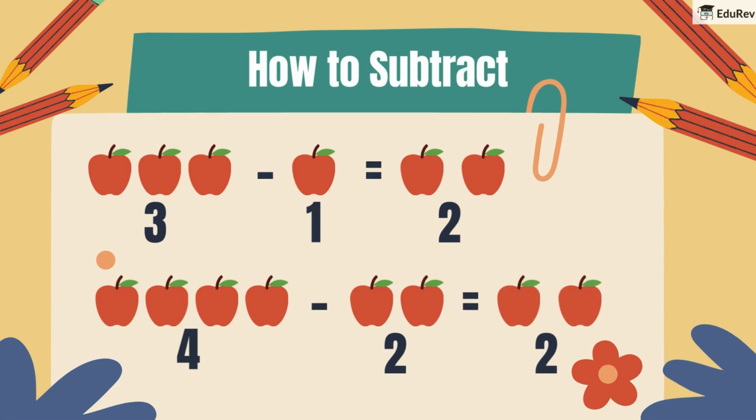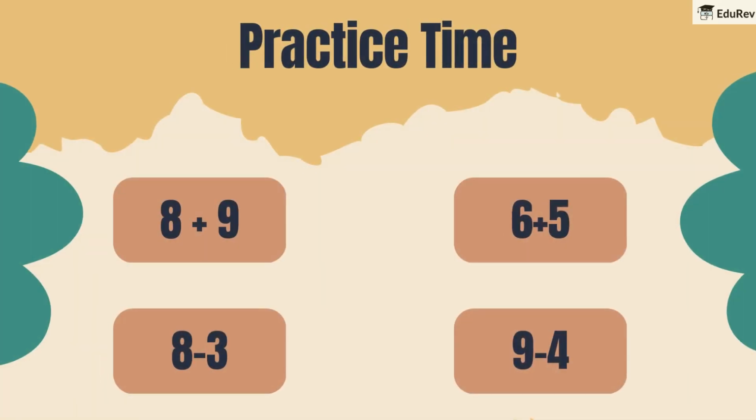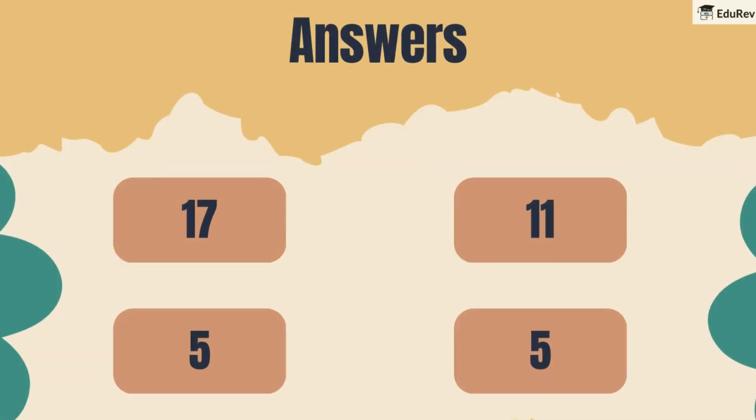It's practice time now. Let's try these. 8 plus 9, 6 plus 5, 8 minus 3, and 9 minus 4. The answers are 17, 11, 5 and 5.